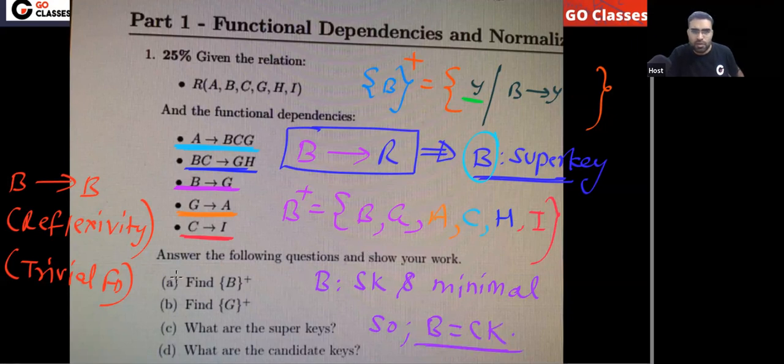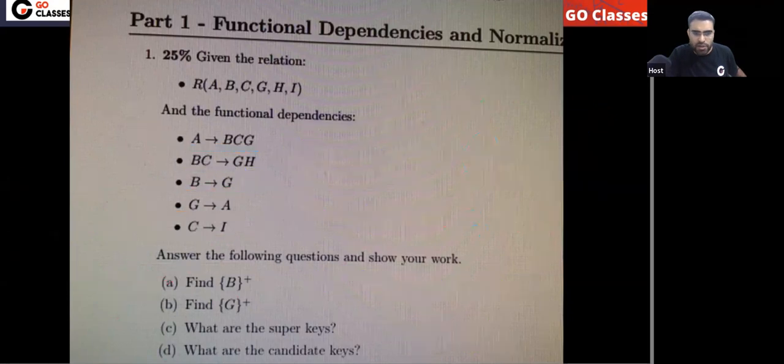Is this clear? So our part 1 is done. Now let's see part 2, that is G plus. Tell me what the closure of G is. Now the question is asking what the closure of G is. What G can bring. Tell me what G can determine.